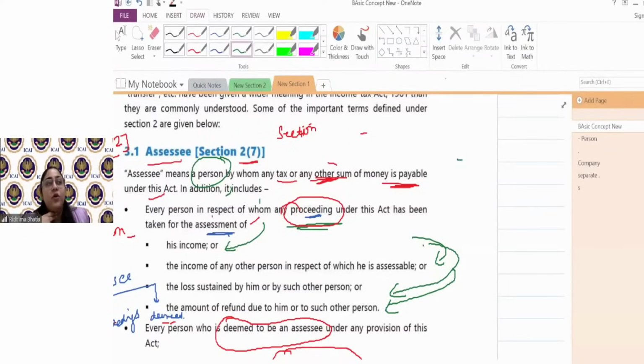What is assessee in default? Any person who has been non-compliant. He was to do something, but he did not do that. That is called assessee in default. Okay?